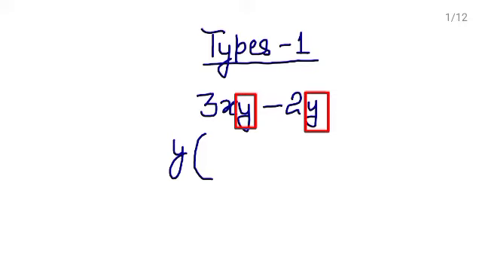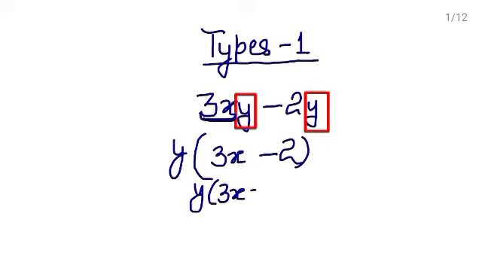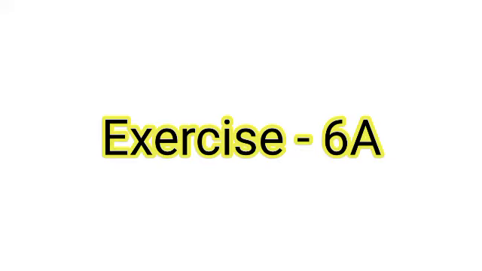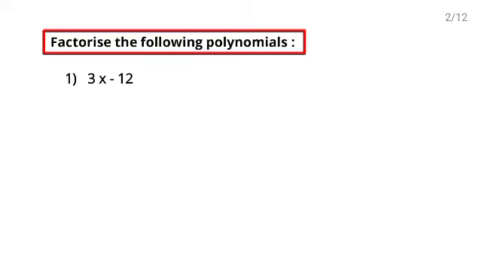Now if we take y from this 3xy, we get 3x in the bracket, minus, we have taken y from this 2y, so we will write here 2. So this y and 3x minus 2 are the factors of this given polynomial. Clear? Simply you have found the common factor and you have taken that factor outside the bracket. Simple. Now let's start exercise 6a, which is based on this type. So factorize the following polynomials.